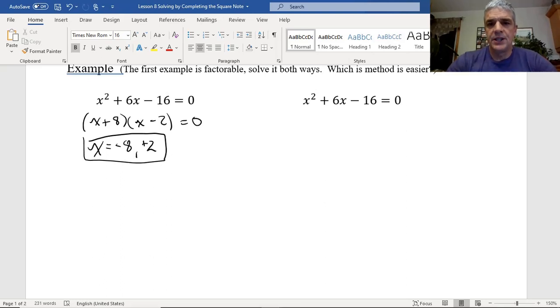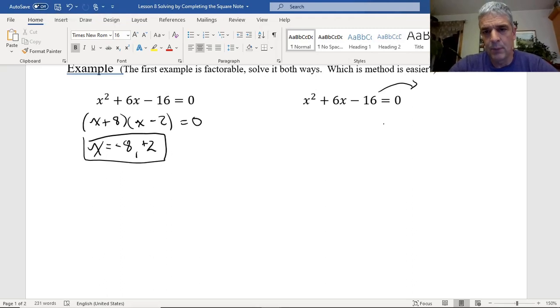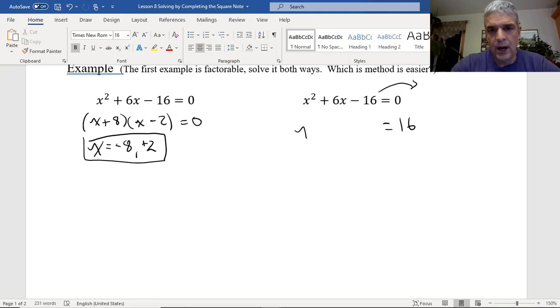Now, when we're going to do it by completing the square, we're going to see that the result is somewhat different. So what we're going to do, first of all, is we're going to just isolate the x squared and the x and have the constant over to the other side. That's the first step. So now instead of it having equal to 0, we're going to have it equal to whatever the number is. So that 16 is going to come over to the other side. So we're going to add 16 to both sides. We're going to get x squared plus 6x, and I'm going to leave a space here for the c term.